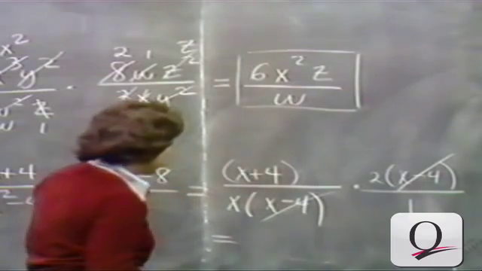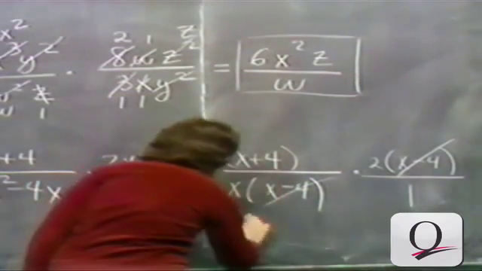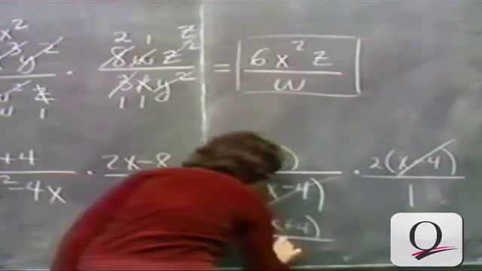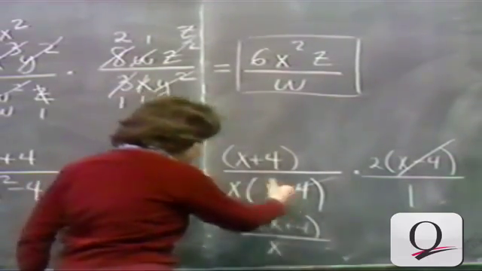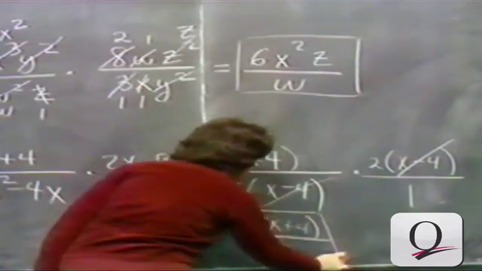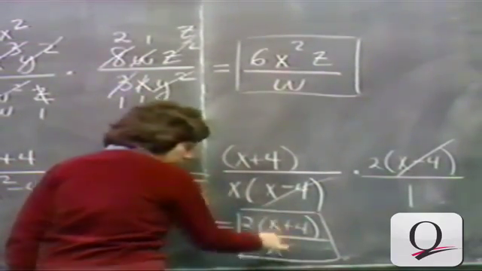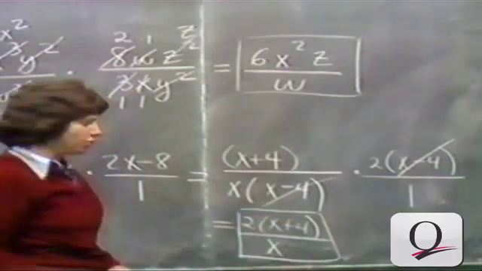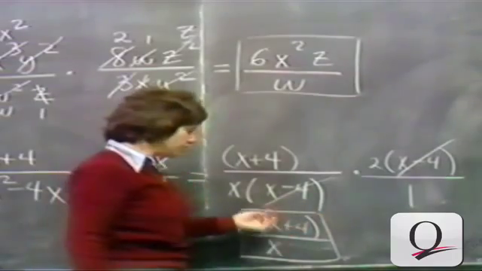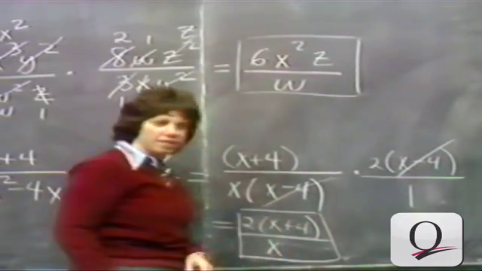That's about as far as we can go here. 2 times x plus 4 over x. You could make it 2x plus 8 over x. It can't be reduced any further. You cannot cancel out the x's here because x is not a factor in the numerator. The numerator has 2 and x plus 4. Those are the factors. You cannot just pick out the x and cancel it.